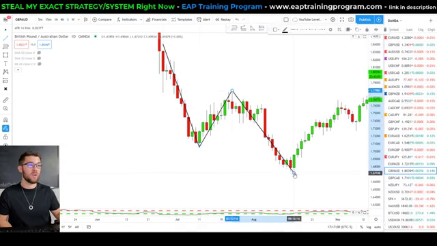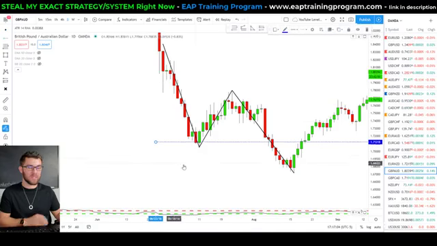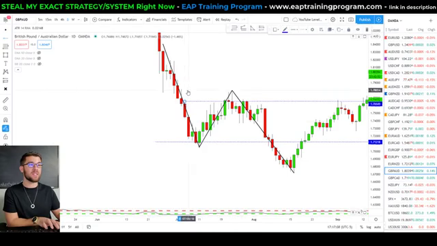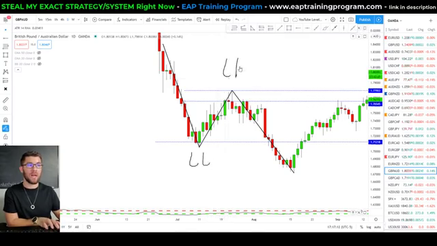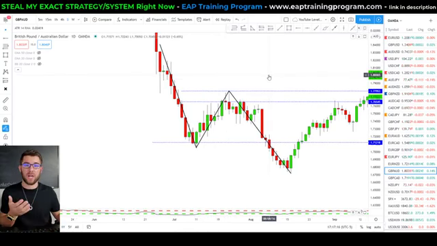Lower high, lower low. What is our major level? Our major levels are the previous level of support that was broken and the previous level of resistance, and/or our lower low and our lower high. Those are the major levels we're looking at for possible trades.